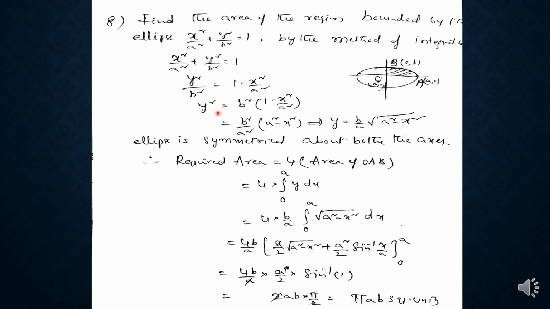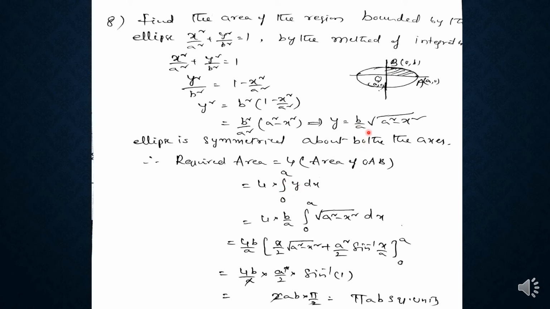Then y square is equal to b square into (a square minus x square) by a square. Y is equal to the square root of this, that means b by a into root of a square minus x square. So the required area is equal to 4 into the area of OAB. Area of OAB means this is the area in the first quadrant. 4 into integral 0 to a y dx.